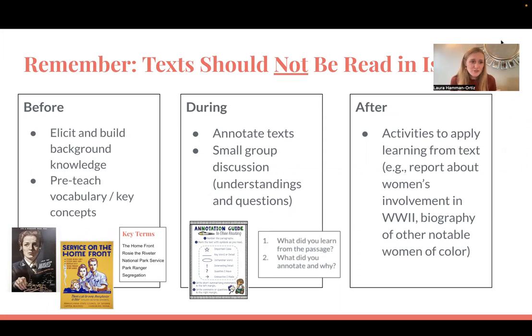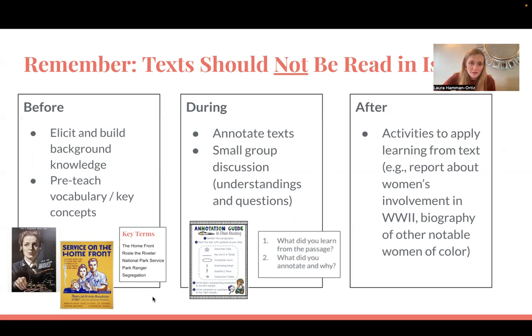You can also pre-teach vocabulary, key concepts like we've talked about. Last week, you learned a lot of great strategies for teaching vocabulary. So there's certain terms that students will encounter in the article that they need to understand if they're going to make sense of the content of the article. So terms like the home front, Rosie the Riveter, maybe presenting who she is, National Park Service, park ranger, segregation. So making sure you still do that work before they read.